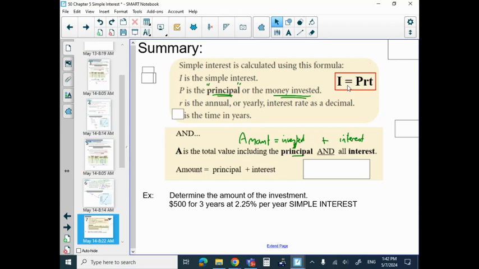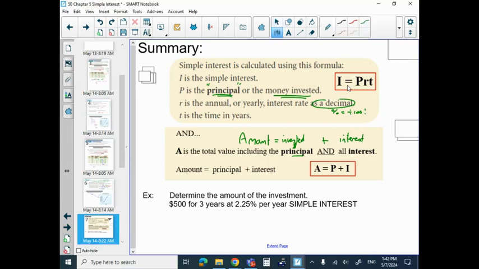R is your annual or yearly interest rate as a decimal. So to get it as a decimal, of course, you know that percent means divide by 100. And your T in the equation is your time in years, right? So we end up with A equals P plus I, and I equals PRT, principal times rate times time. So that's the equation to do with this.